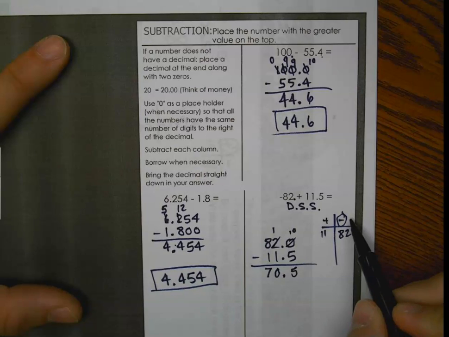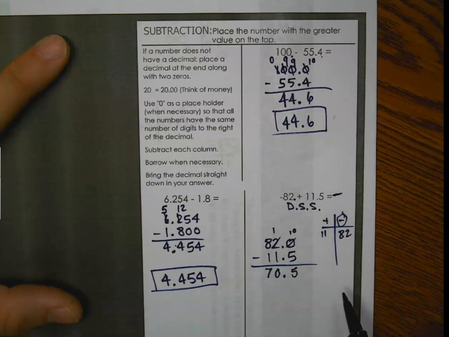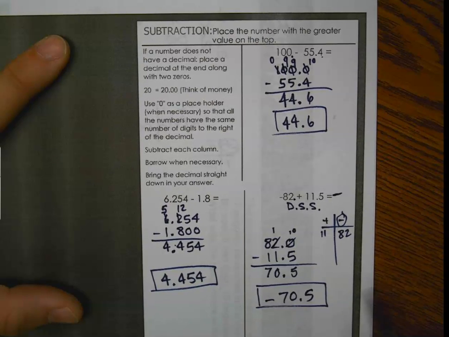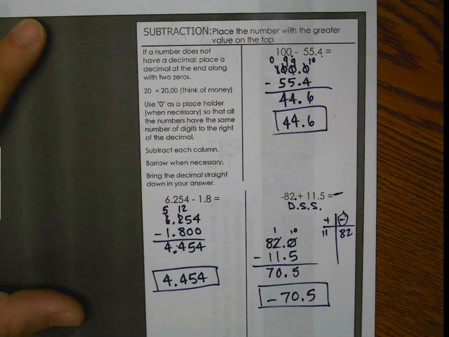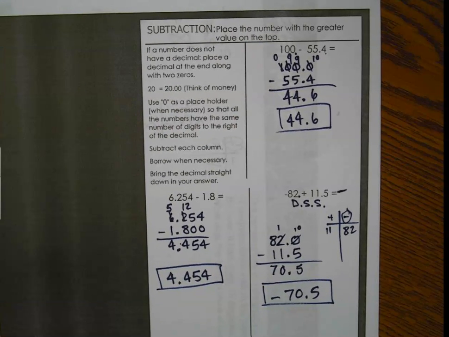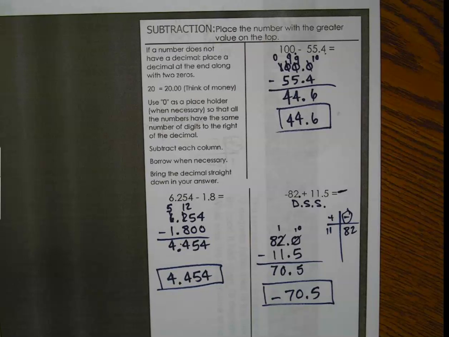Okay, and don't forget, our answer is negative. So, your answer would be negative 70.5. Okay, so that's a refresher on addition and subtraction with decimals. Please don't make mistakes with your decimals.